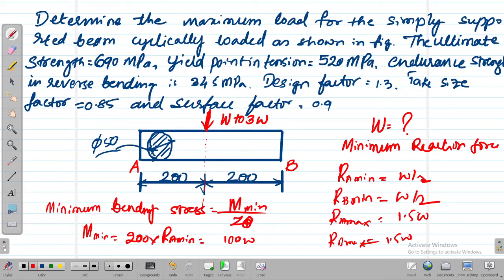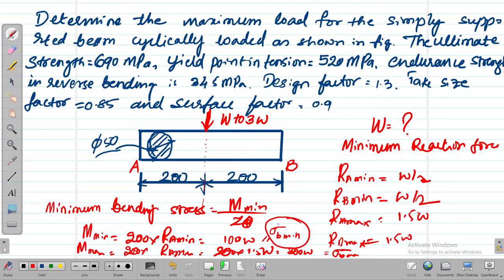Now in this case, bending stress is in terms of W, whether it is minimum bending stress or maximum bending stress. So how much are you going to get for the maximum bending stress? Here M max equal to 200 into RA max, which is 200 into 1.5 W. This is equal to 300 W. Now you need to calculate sigma b minimum and sigma b maximum, in terms of W.